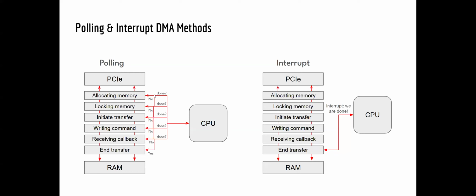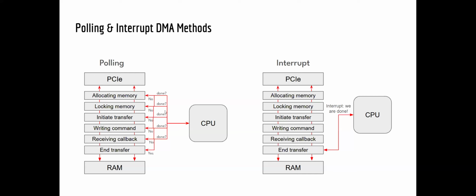And basically, it's quite straightforward. The CPU keeps asking, are you done? No, are you done? No, until the answer is yes. And then the CPU knows that the DMA transfer has ended. It is both time and resources consuming for the CPU and the DMA process.